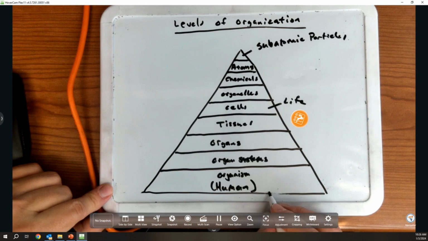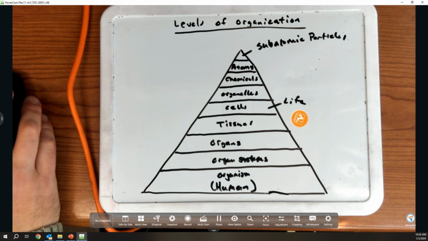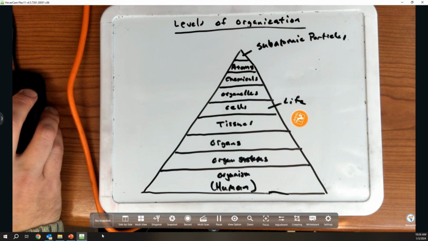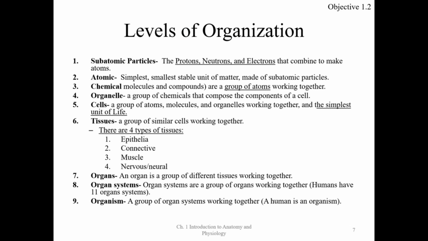Learn these, get them down, biggest to smallest, smallest to biggest, be able to go in any order, okay? It matters, so get them down in order, okay? Now, what we want to be able to do is subatomic particles, protons, neutrons, electrons, they combine to make atoms. Atoms come together from being put together by subatomic particles to make chemicals.